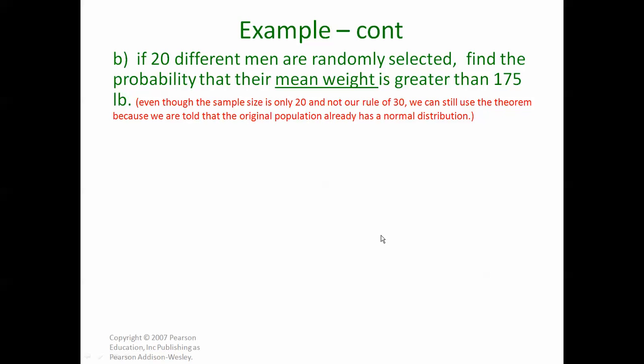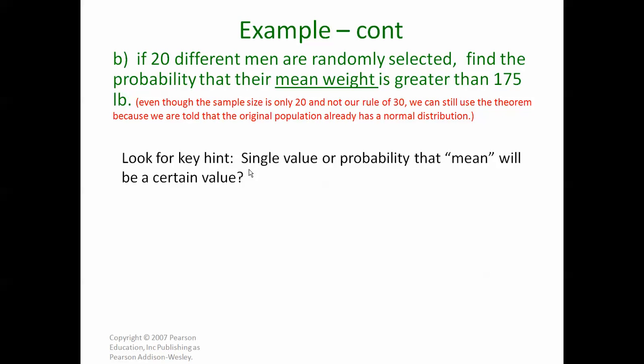Now, let's say we have 20 different men selected from the population. Let's find the probability that their mean weight is greater than 175. In this case, we're talking about a group of 20 men, and we want to determine whether the average of their weights is going to be greater than 175. So look for our key hint. Are we talking about a single value, or are we talking about the probability that their average will be a certain value? We're talking about the probability that their average will be a certain value. So we're going to be able to apply the central limit theorem.